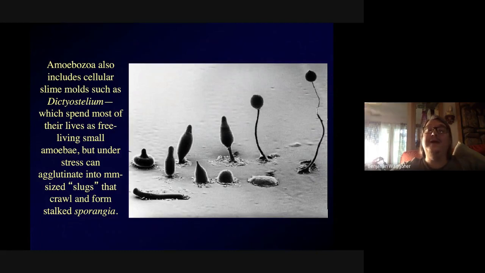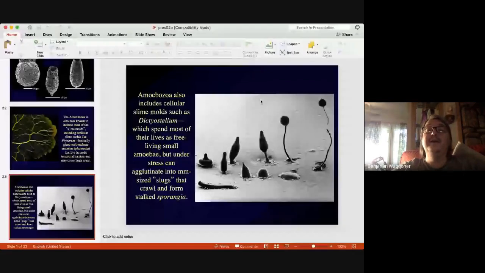Anyway, so there you have cellular slime molds in the Amoebozoa. And that's all I'm going to say about the amoebas.